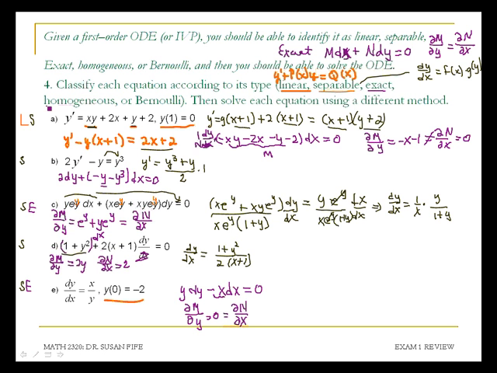Okay, now for homogeneous, what you're looking for is that all your terms have the same degree, and if you have any fractions, that the numerator and denominator have the same degree. So for homogeneous, if I look on the right side, here I have a second degree term, and the second term is only a first degree term. This one is not homogeneous.